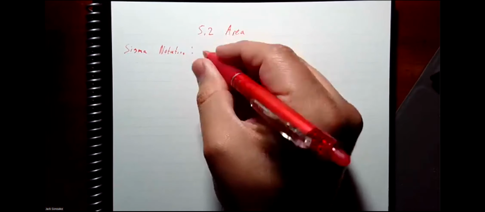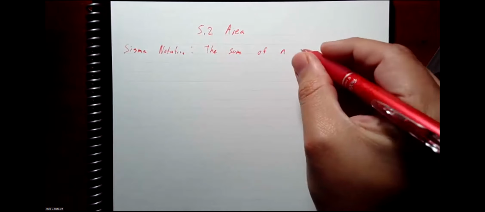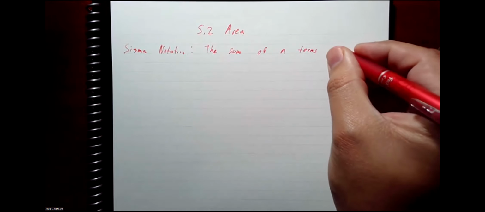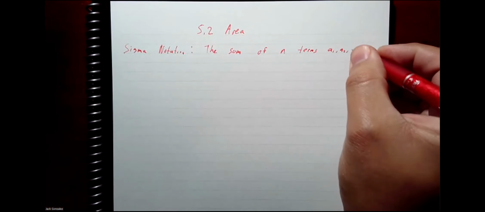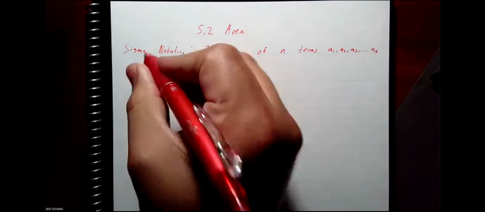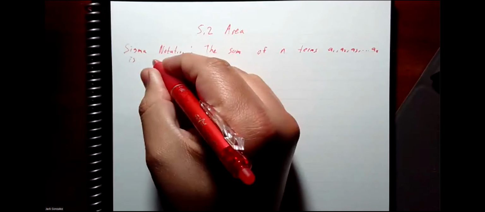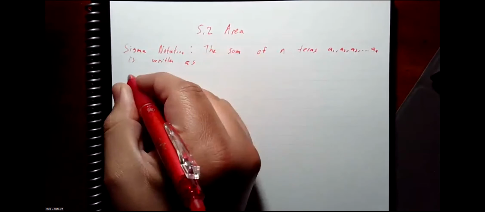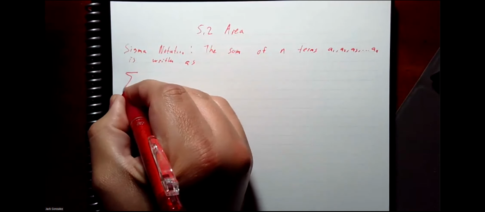The sigma notation, the sum of n terms a1, a2, a3, all the way to an is written as this here. So capital sigma is the summation notation.